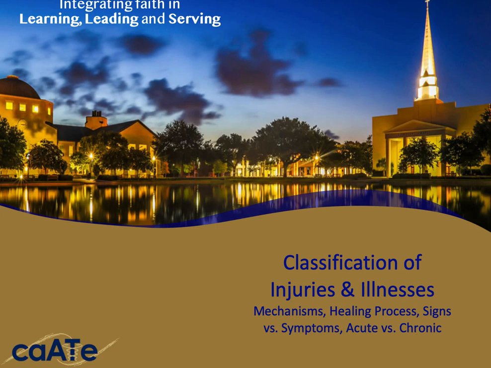There are numerous types of injuries and illnesses that can occur in the athletic environment. An athlete can experience an injury or be overcome by an illness that can be minor or very disabling to their performance and their livelihood. In this first part of Chapter 2, we are going to look at mechanisms, the healing process, what a sign versus symptom is, and what acute versus chronic types of injuries are.